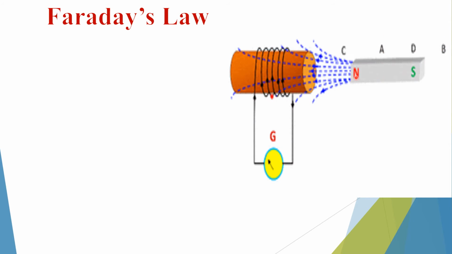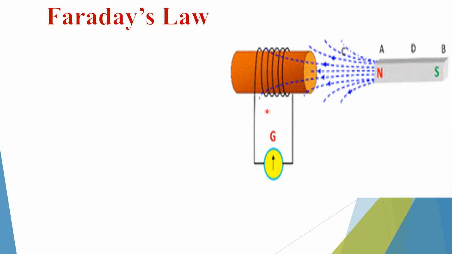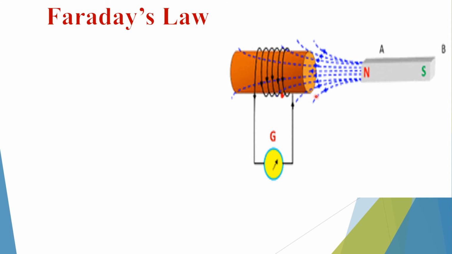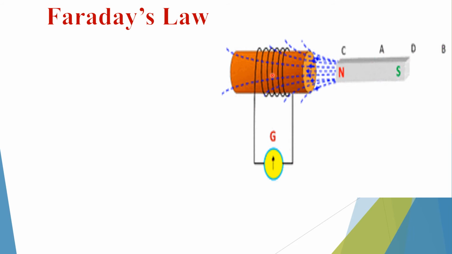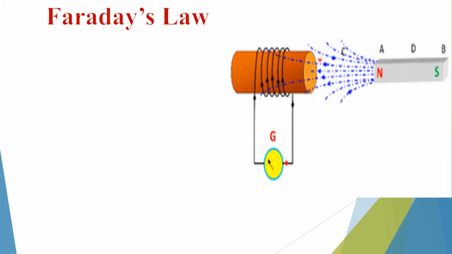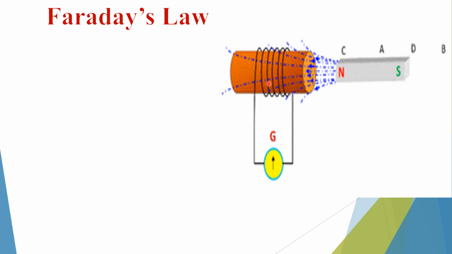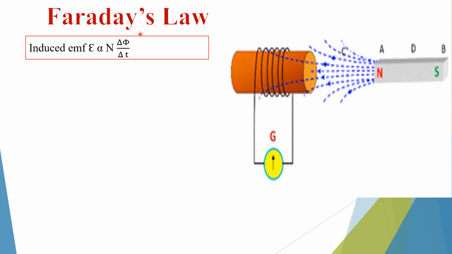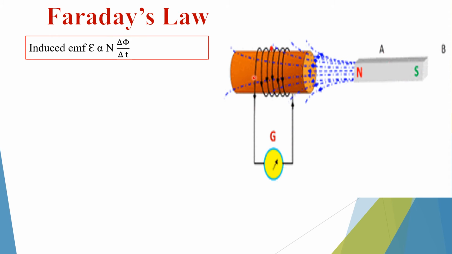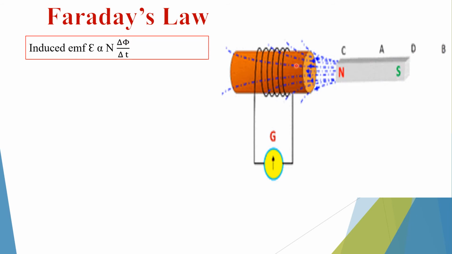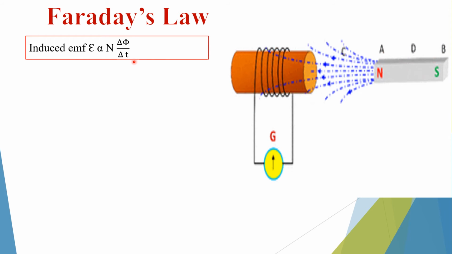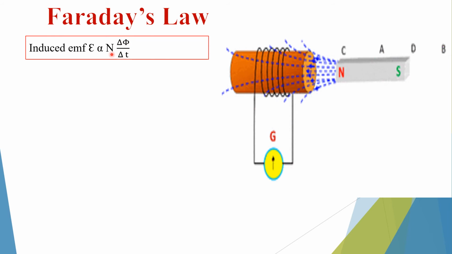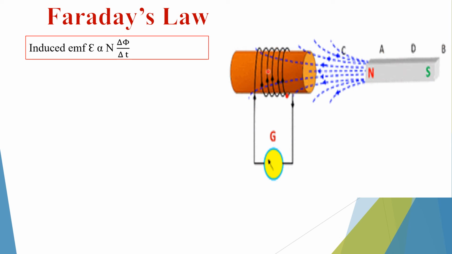When a magnet is moved through this coil connected with a galvanometer, the magnetic flux linkage through the coil is changing. Due to the change in magnetic flux, an induced EMF is generated in this coil, and current is also induced. That induced EMF is directly proportional to the rate of change of magnetic flux, delta phi divided by delta t, and it is also directly proportional to N, the number of turns of the coil.